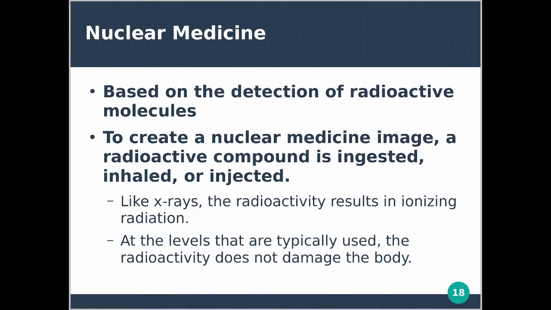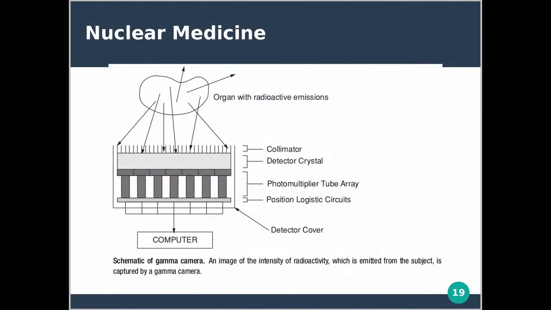Now, to create a nuclear medicine image, a radioactive compound must be ingested, inhaled, or injected. Again, it's radioactive, so it can cause ionizing radiation. But to minimize the harmful effects of that radiation, we are just using radioactive materials that are not so strong. That means the radioactivity level is not so high that it can cause significant damage to the body, and it's also in minute quantities.